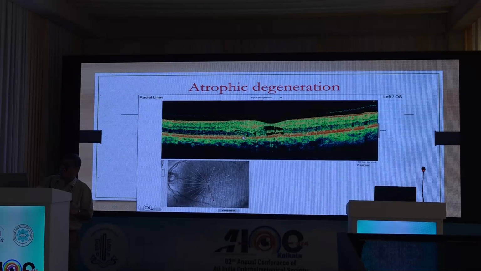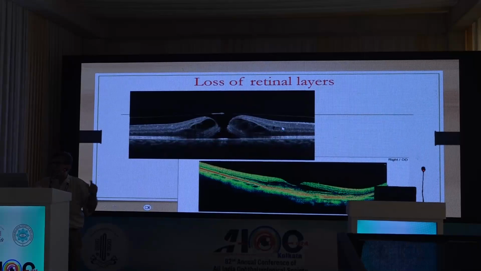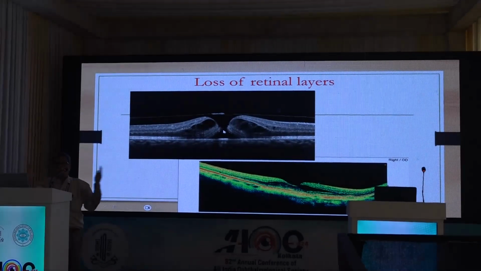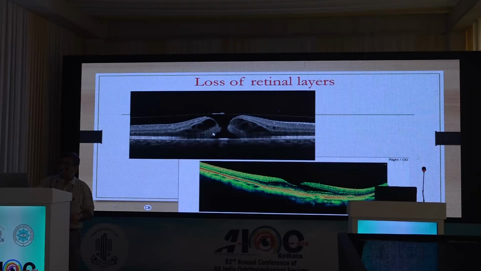Here, if you look at this layer from here to here, you see it's missing. So this is atrophic degeneration. And here what do you have? A loss of layers. All the layers are missing. So you have all the 9 layers of the retina missing. You have a macular hole.